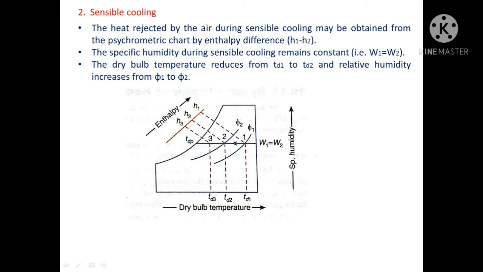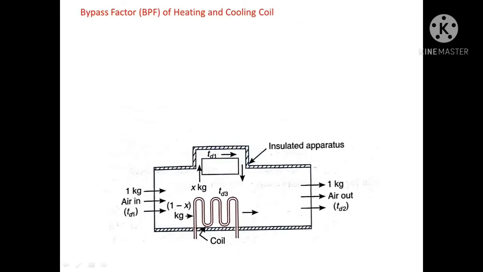T1 is the temperature of the air before passing over the coil, T2 is the temperature of the air after passing the coil, and T3 is the temperature of the cooling coil. During this the heat is rejected, which is to be calculated as Q equals H1 minus H2.